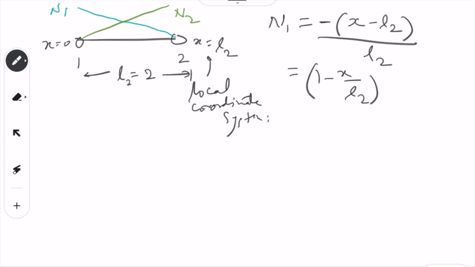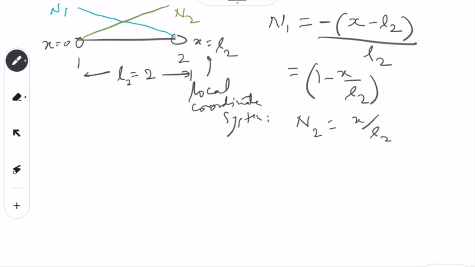Similarly, we can get N2. You know that N1 plus N2 has to be equal to 1. Because they are linear, this is 1 here and this is 0 here, and in the middle both of them are half, half, so the sum is 1. So it's a linear combination. Everywhere you sum them, the value will be 1 only, and hence N1 plus something equals 1 is possible only when N2 is x over L2.